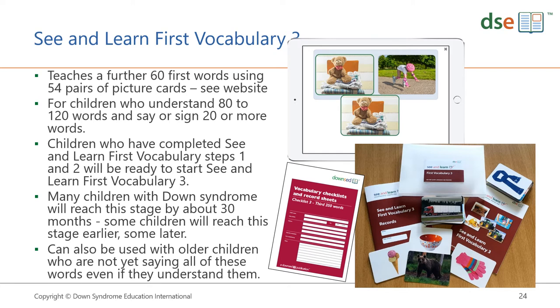And again, we've given a guide that this might be at around 30 months of age, but there is a lot of variability. So some will get there earlier, some later. Of course, these programs, these materials can be used with older children who are not yet saying all of these words. And one of the ways you can determine the range of words your child already knows, if your child is now 3, 4, 5, or 6 and still at this stage of vocabulary learning, then I would recommend you look at the vocabulary checklists on our website.